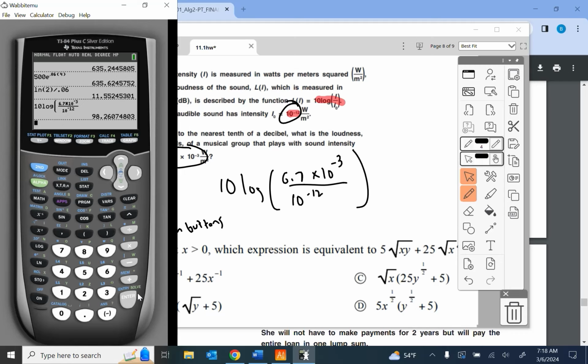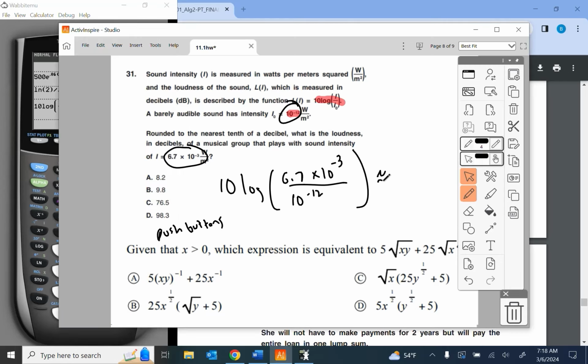So 98.26 is what I got. I go over how to use a calculator constantly. Choice D.